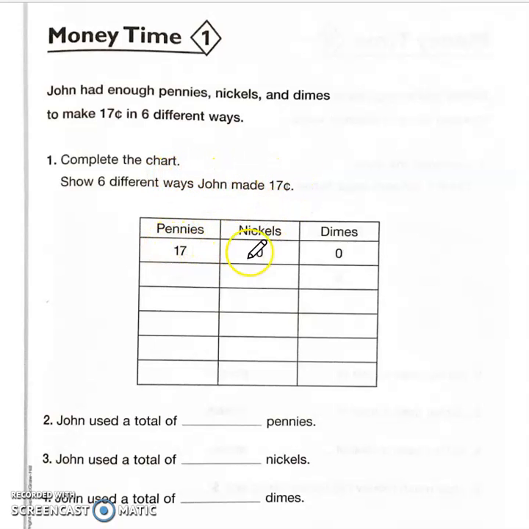So they did the first line for us and they gave us 17 pennies. Because as we all know, a penny is worth 1 cent. Now real quick, ask yourself, how much does a nickel cost? I'll write it in here. A nickel is worth 5. How much does a dime cost? And a dime is worth 10. Okay, so we'll want to keep that in mind as we do this.